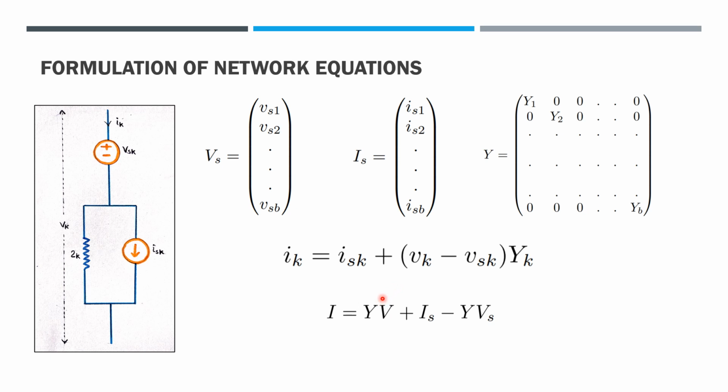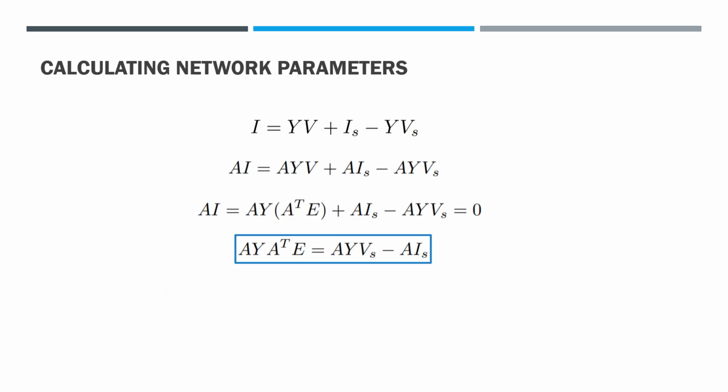If you do matrix multiplication, then matrix summation and then assignment, you will get B equations of this form for all B branches. Okay, so this is the derived equation: I is equal to YV plus Is minus YVs. Let's multiply the incidence matrix on both sides of this equation. We will get AI is equal to AYV plus AIs minus AYVs.